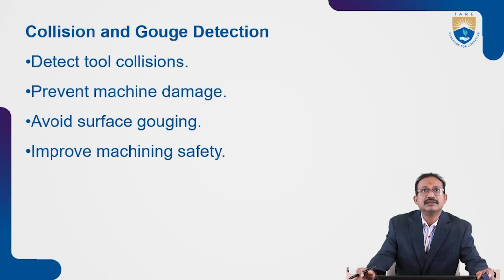Next, collision and gouge detection: detect tool collisions, prevent machine damage, avoid surface gouging, improve machine safety. Obviously, if we write the program perfectly, then there will not be any issue. But if there is any issue, definitely the tools may collide with each other, and it may lead to damage to the machine. So preventing machine damage is very important. It avoids surface gouging and improves machining safety.